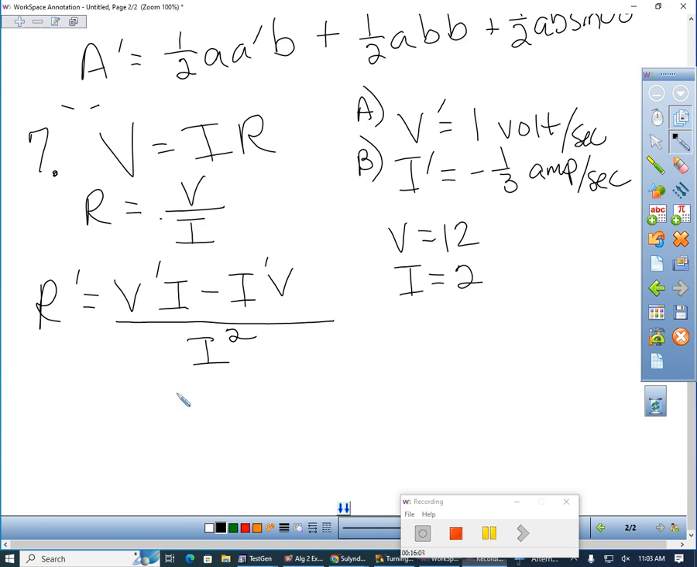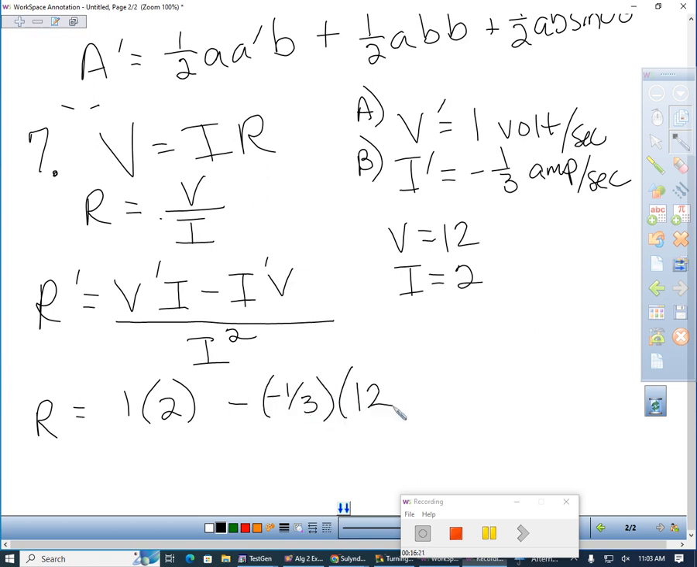All right, so let's plug everything in. We have r equals v prime is 1 times I, which is 2, minus I prime, which is negative 1/3, times v, which is 12, divided by I, which is 2, squared. So all I did was plug everything in they gave us, right?